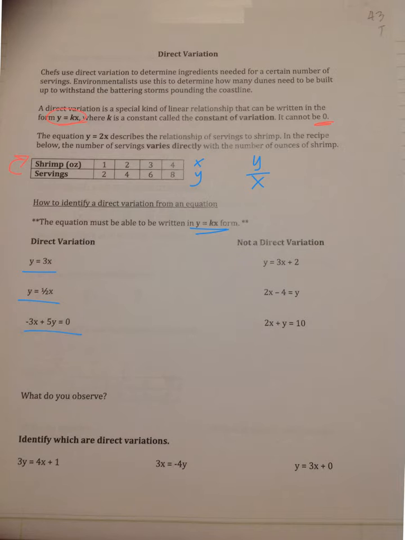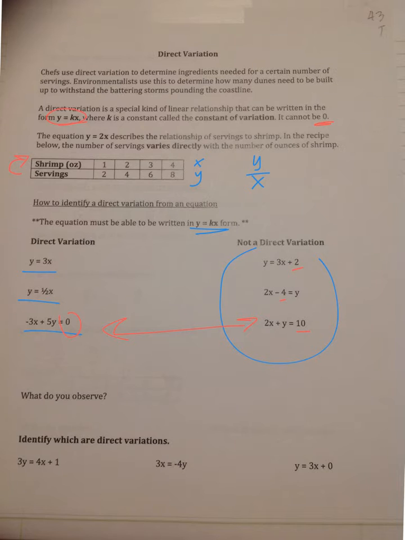Let's take a look across the way and look at the ones that are not a direct variation. Y equals 3x plus 2. 2x minus 4 equals y. 2x plus y equals 10. What do you observe? What is happening on this side that you are not seeing on the left-hand side? Now, some of you may have noticed that you have these numbers here, the 2, the negative 4, and the 10. But you also may say, well, I see a 0 over there, it's both standard form like these two, but that's got a 0 and that has a 10.